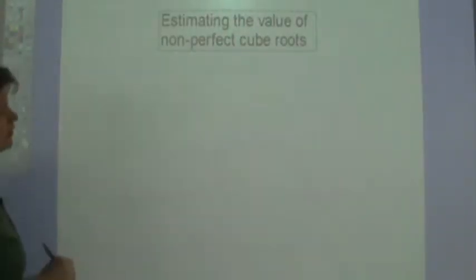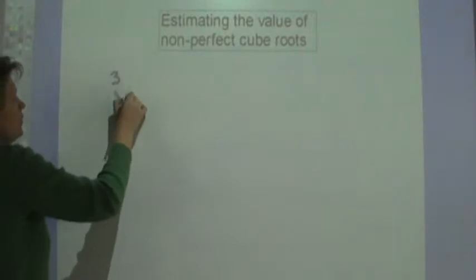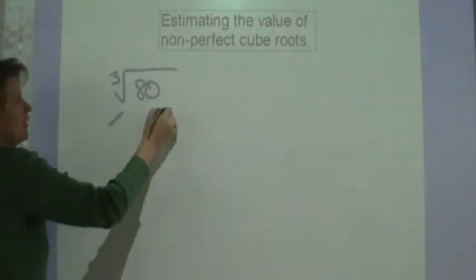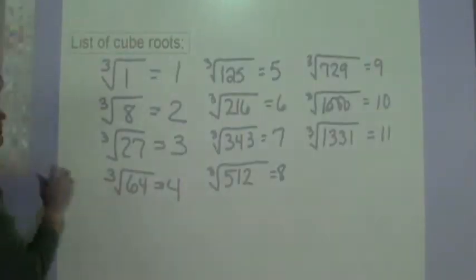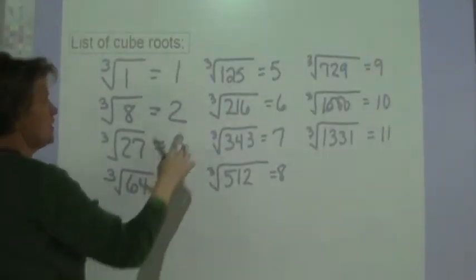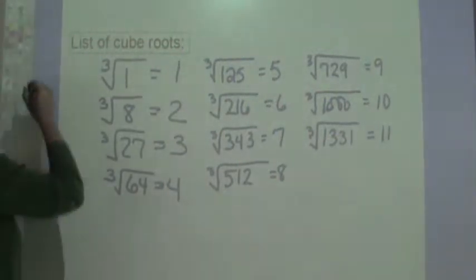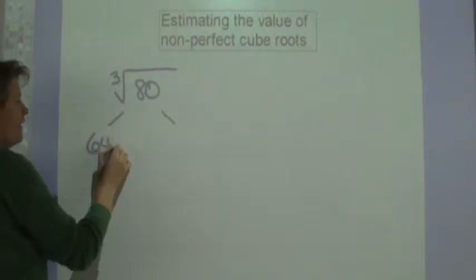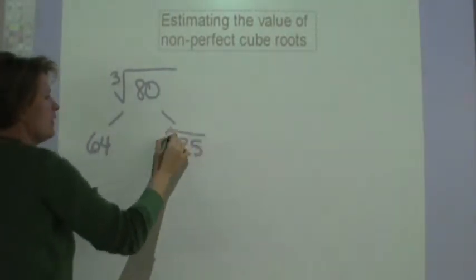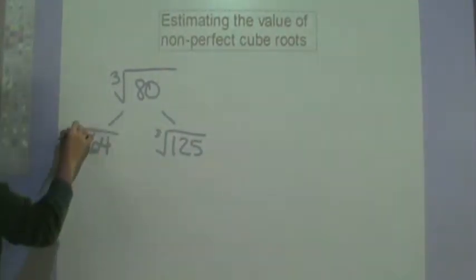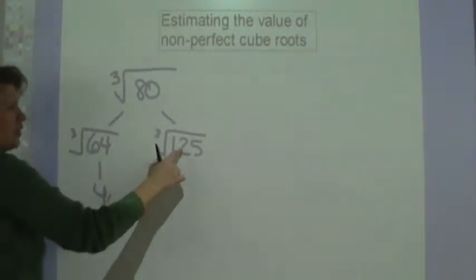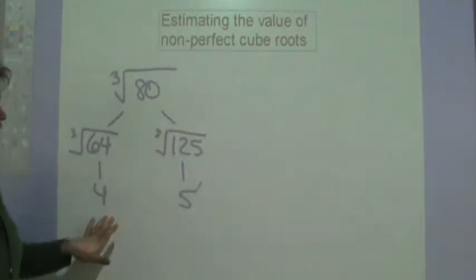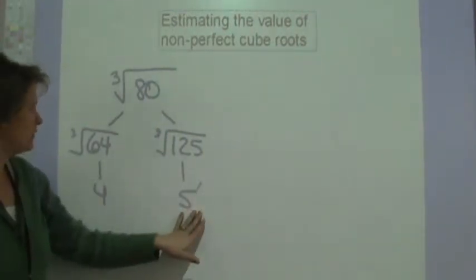All right, so estimate the value of non-perfect cubes. So, for example, the cube root of, let's say, 80. Okay, so if I look back at my list, 80 is between 64 and 125. Well, the cube root of 64 is 4. The cube root of 125 is 5. That means the cube root of 80 is between 4 and 5, okay?